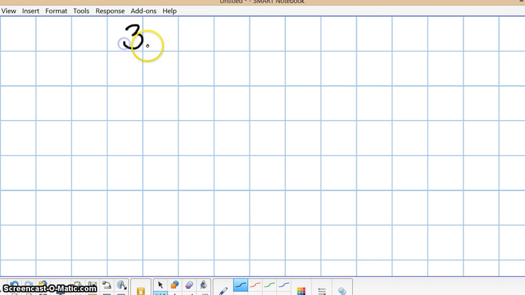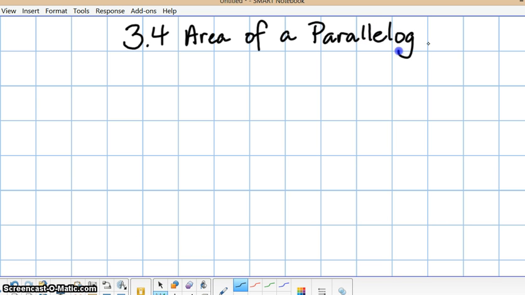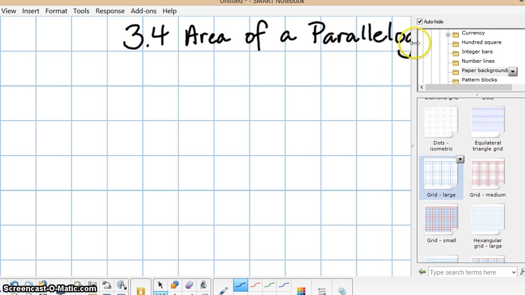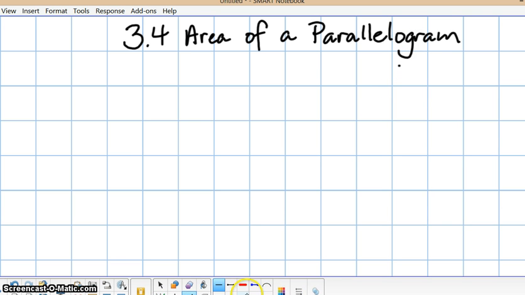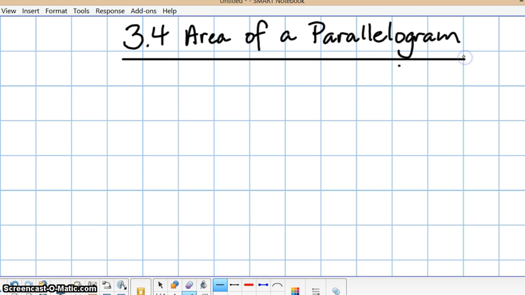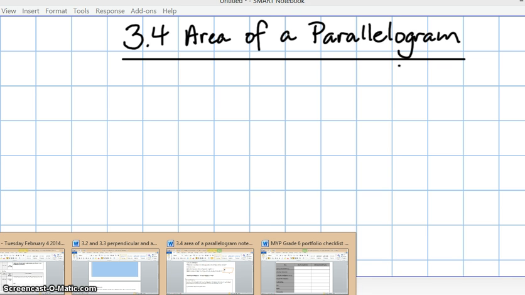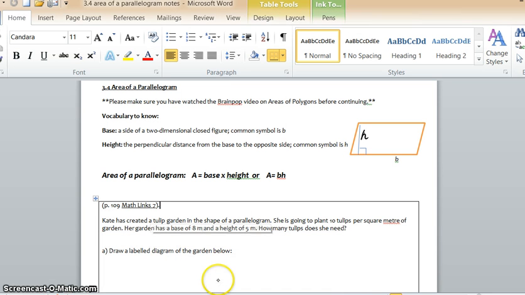Now, we'll call this 3.4 area of a parallelogram. Make sure you have a ruler to underline your title. So again, I'll be going back and forth between the graph paper and this worksheet.